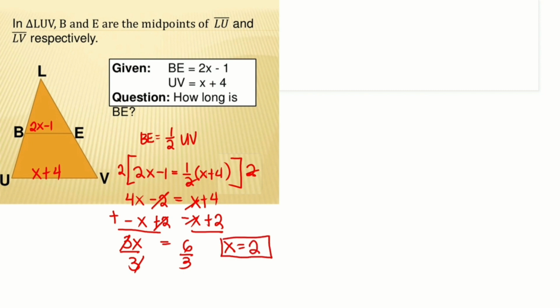But this is not yet the final answer. The question here is how long is segment BE? Now to solve for segment BE, take note. We have BE is equal to 2x minus 1. Take note that x is equal to 2. So 2 times 2 minus 1. Then segment BE is equal to 4 minus 1. Then the length of BE is equal to 3.